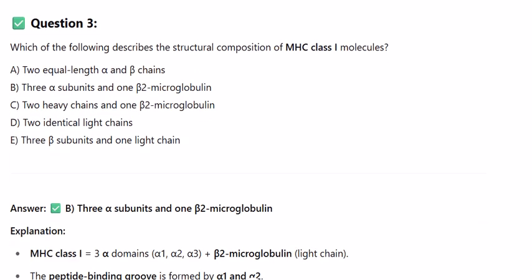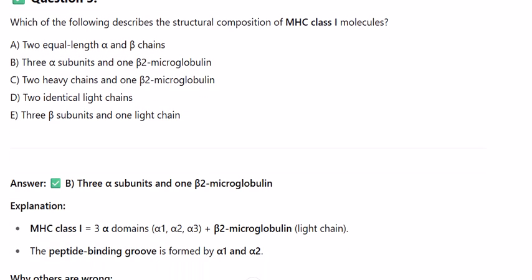Question 3. Which of the following describes the structural composition of MHC class 1 molecules? A. 2 equal-length alpha and beta chains. B. 3 alpha subunits and 1 beta-2 microglobulin. C. 2 heavy chains and 1 beta-2 microglobulin. D. 2 identical light chains. E. 3 beta subunits and 1 light chain. The answer is B. 3 alpha subunits and 1 beta-2 microglobulin.